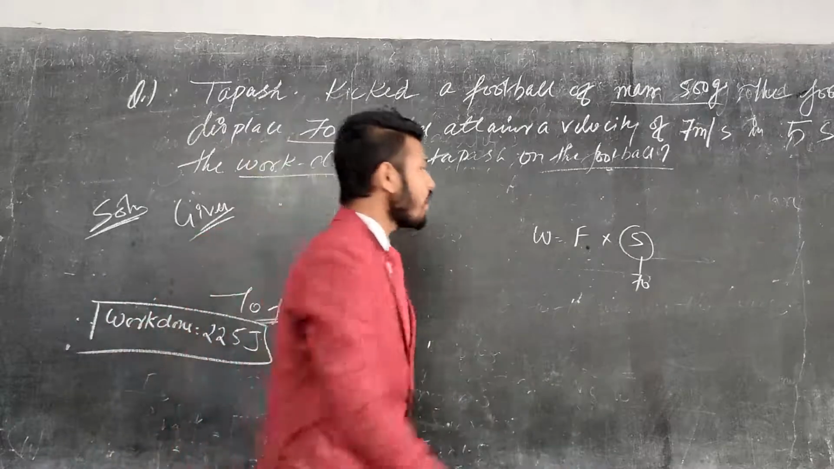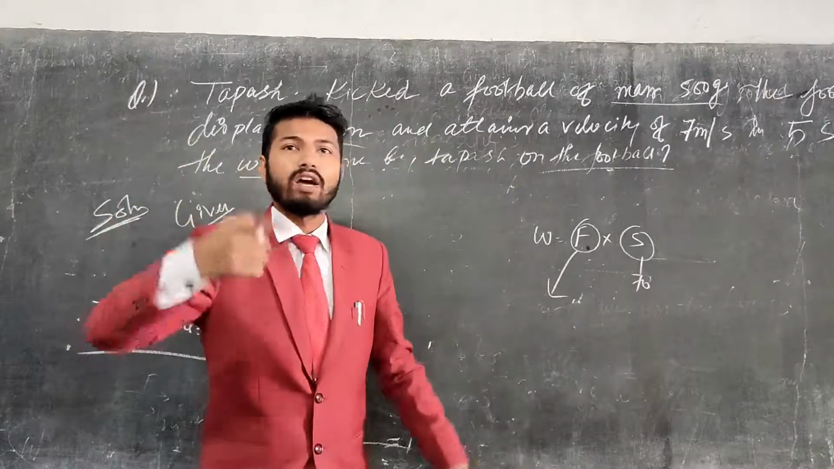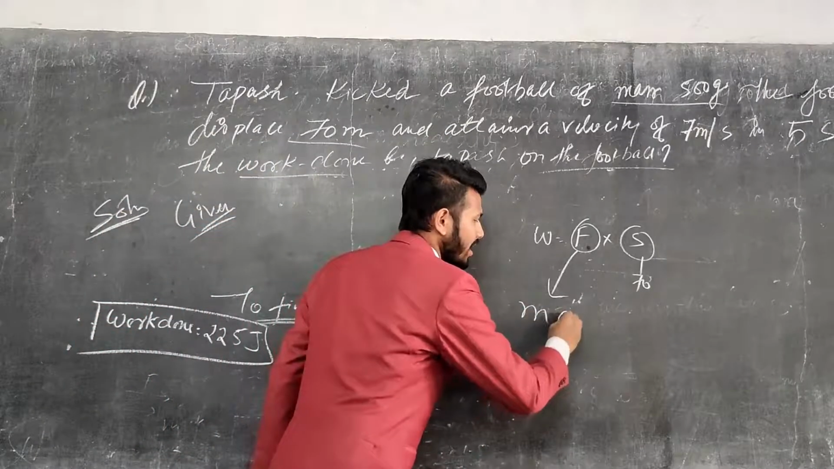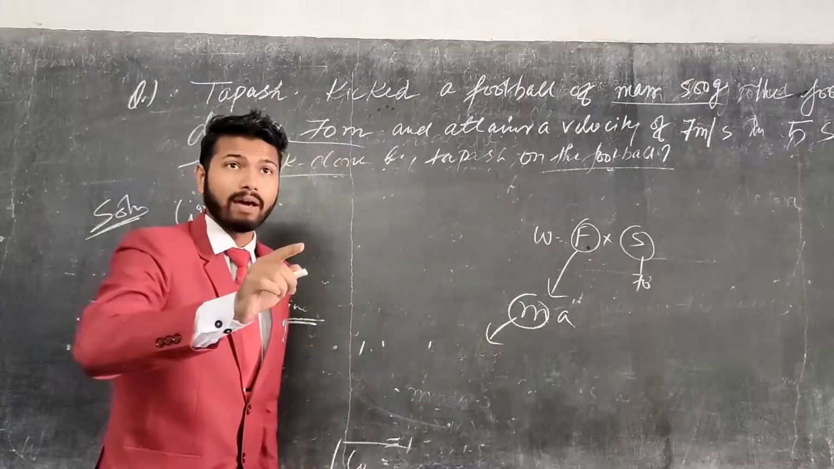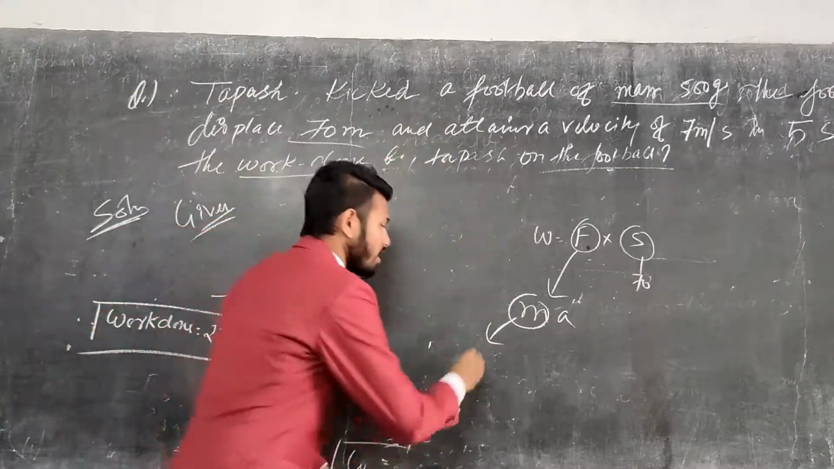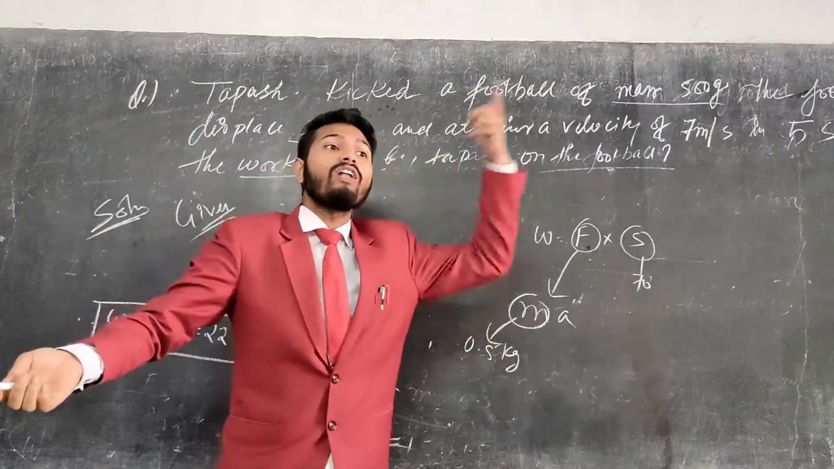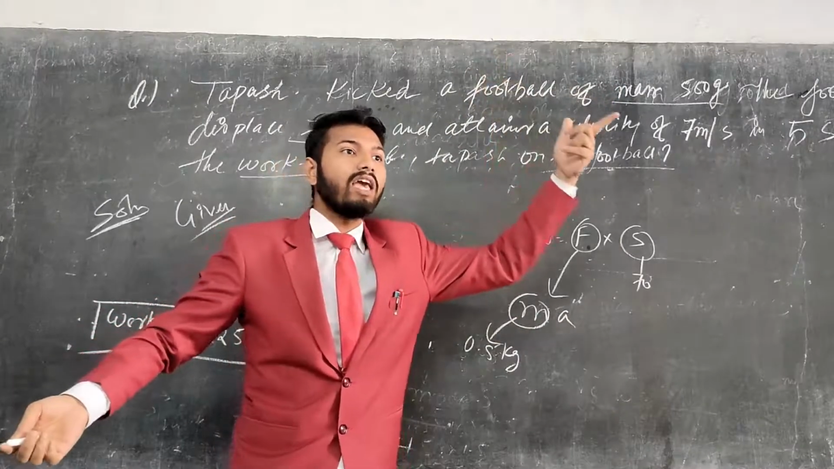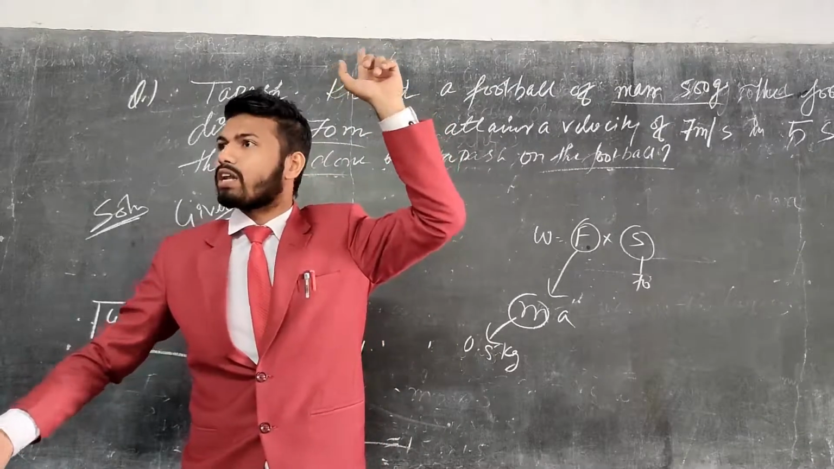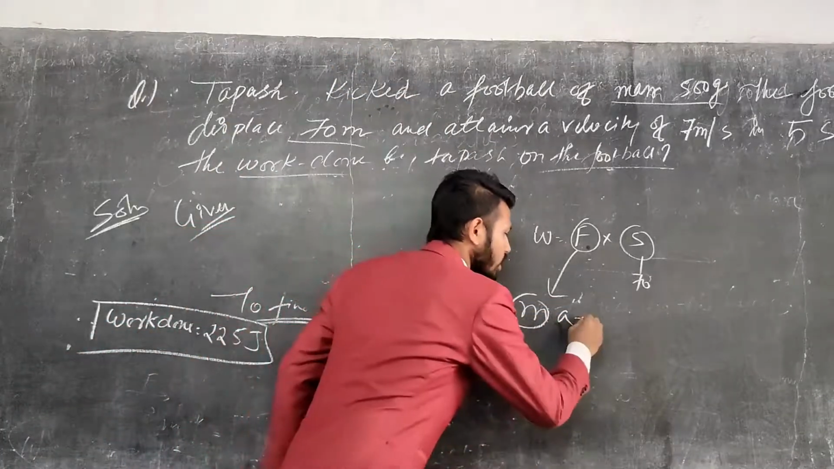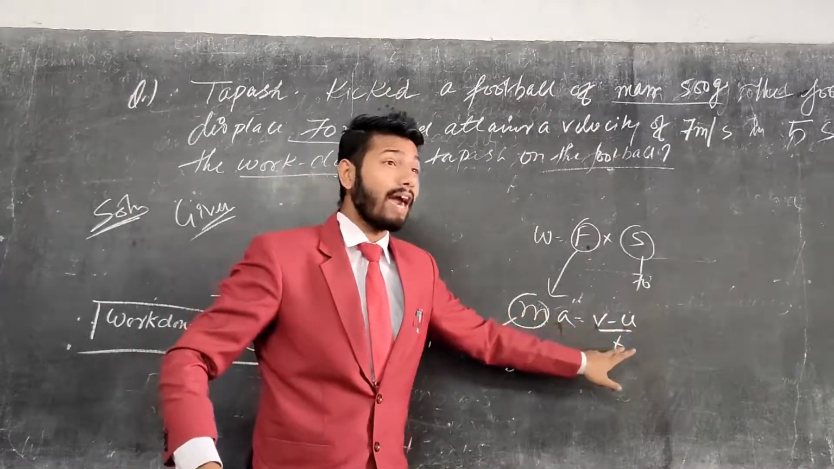Now how to find the force? It is not a direct way. We have to go to a little earlier concept. We know that force is equal to mass into acceleration. Mass is already given, that is 500 gram, and if you convert it to kg, it will become 0.5 kg. Now how can you find acceleration? We learned in our previous chapter, in the chapter on motion, that a is equal to v minus u by t, means final velocity minus initial velocity by time.